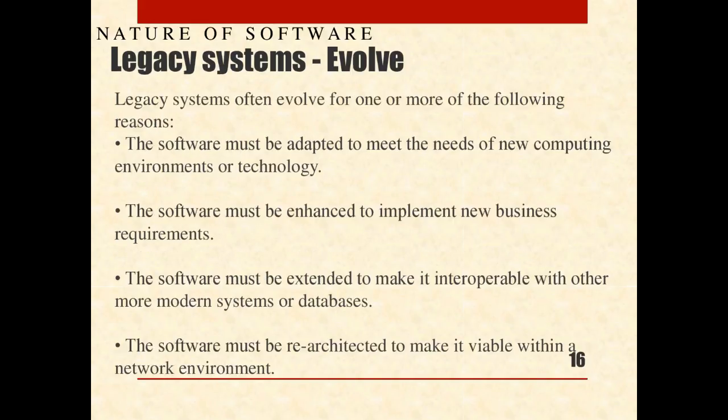Legacy systems evolve. Legacy systems often evolve for one or more of the following reasons. The software must be adapted to meet the needs of new computing environments or technology. The software must be enhanced to implement new business requirements. The software must be extended to make it interoperable with other more modern systems or databases. The software must be re-architected to make it viable within a network environment.